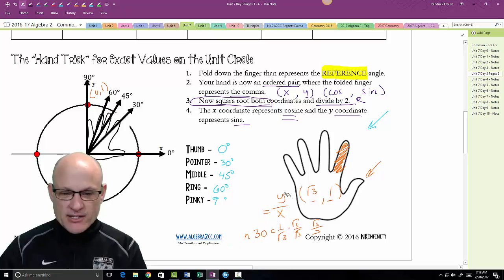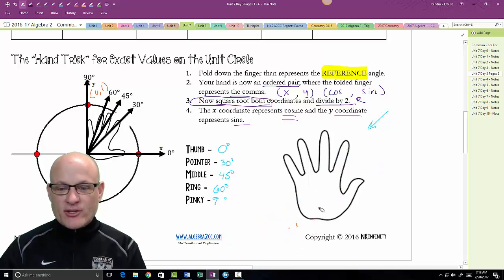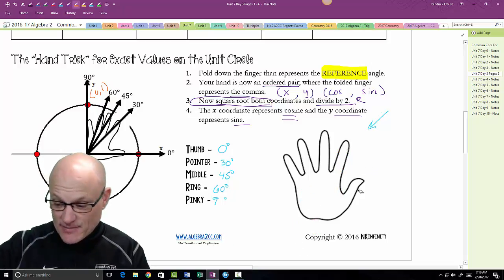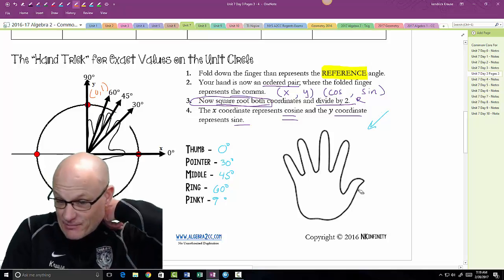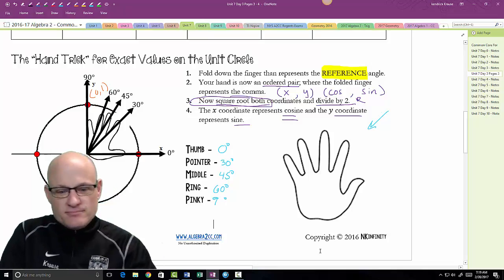Maybe that was a little bit funky. Let's practice on the next couple of pages, and you'll see how this works. And I think you're going to like it. If you don't like it, good luck memorizing. All right. I'll be right back.